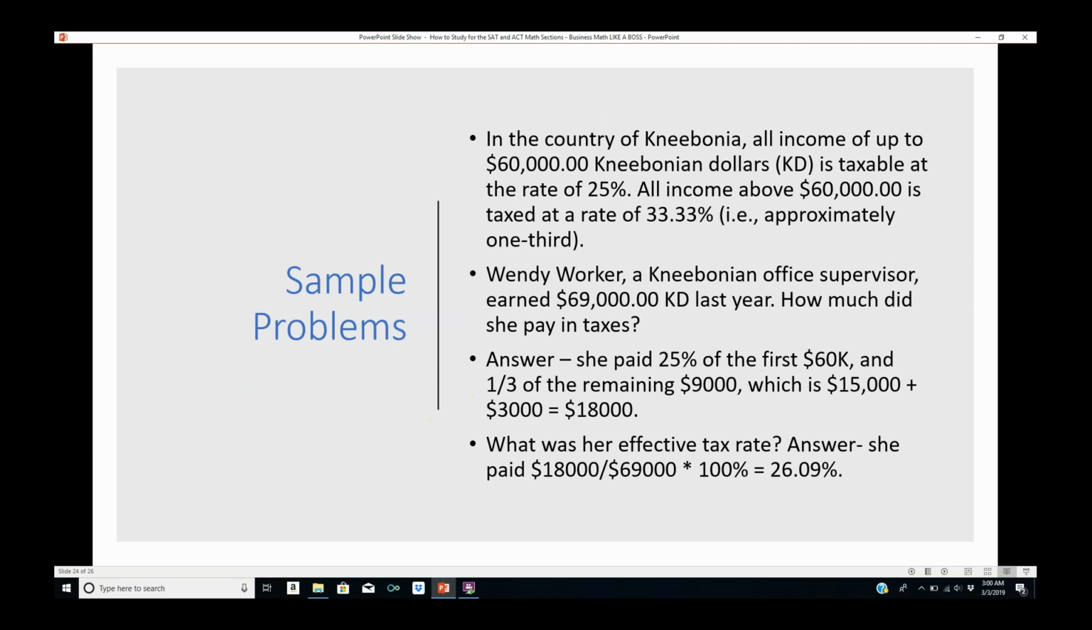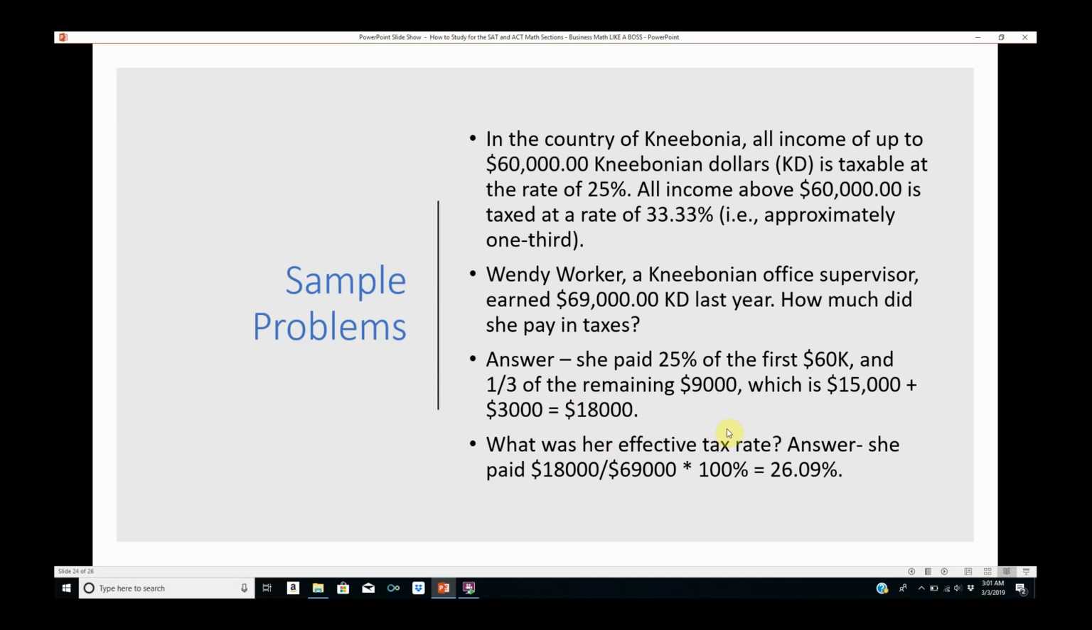So let's have some sample problems. In the country of Nebonia, all income of up to 60,000 Nebonian dollars, or KD, is taxable at the rate of 25%. All income above $60,000 is taxed at a rate of 33.33%, that is approximately 1/3. Wendy Worker, a Nebonian office supervisor, earned $69,000 in Nebonian dollars last year. How much did she pay in taxes? Well, answer, she paid 25% of the first $60,000 and a third of the remaining $9,000, which is $15,000 plus $3,000, or $18,000. You can see 1/3 of $9,000 is $3,000 and 25% of 60 is $15,000.